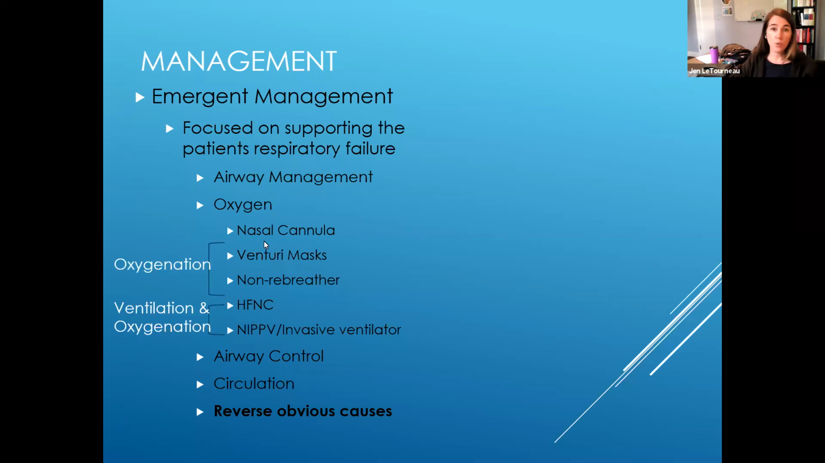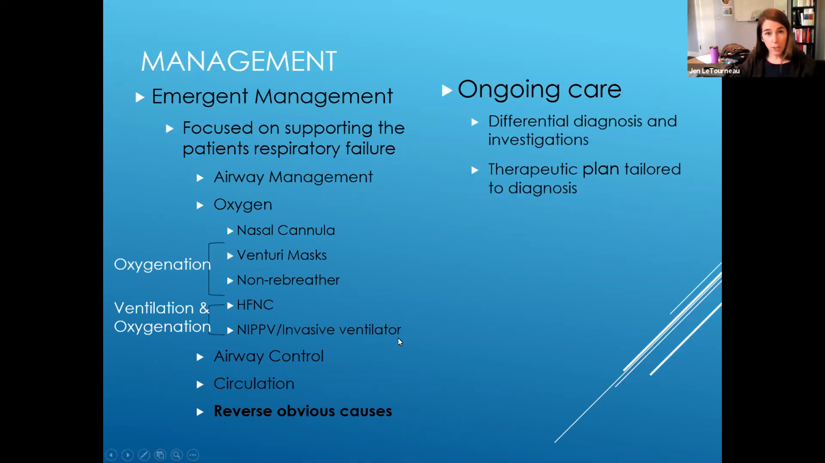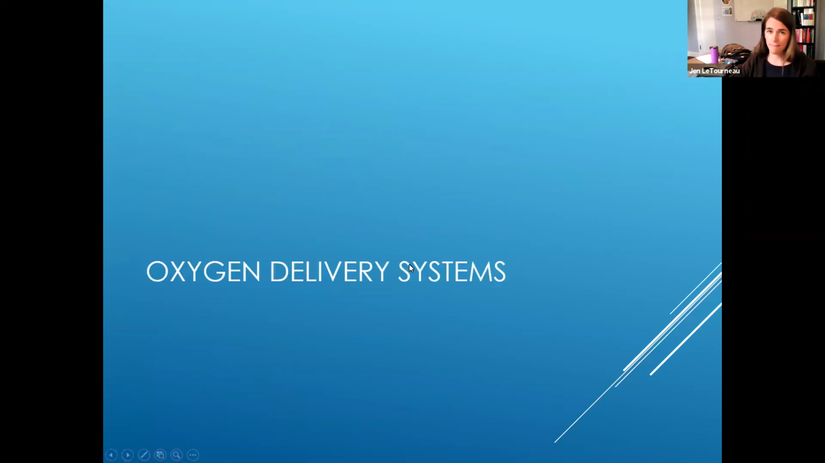So thinking about the tools we have available. So 3 tools: nasal cannula, venturi mask, and non-rebreather help with oxygenation. And then high flow nasal cannula and both non-invasive and invasive ventilators help with both ventilation and oxygenation. And then after you've done this emergent management, just kind of getting the ABCs done, then you start thinking about what's the differential and what should we do next. And then you create your plan according to the diagnosis.